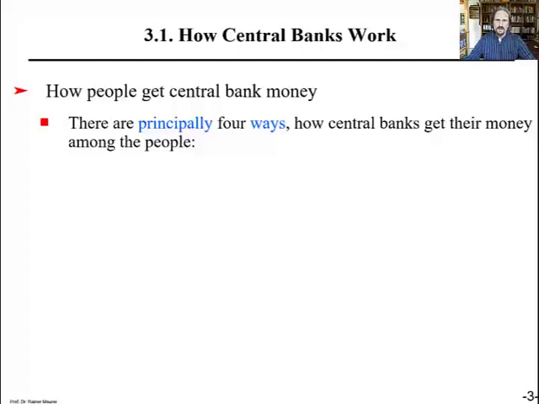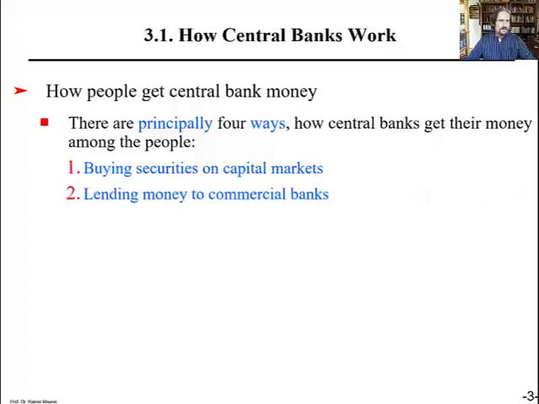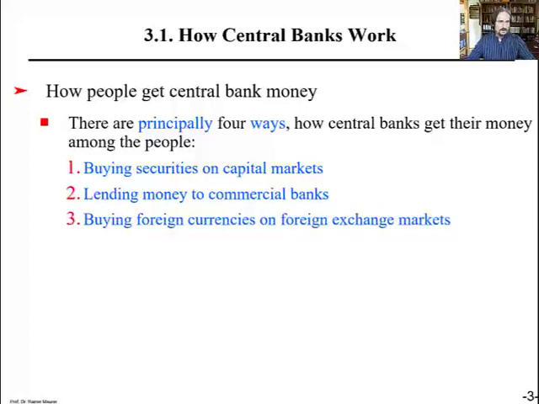Let's consider how money is brought into circulation by central banks. There are principally four ways how central banks get their money among the people. First, central banks can buy securities like government bonds on capital markets. Second, central banks can lend money to commercial banks, which lend this money further to their clients. Third, central banks can buy foreign currencies on foreign exchange markets. And fourth, central banks can buy gold or other kind of precious metals.